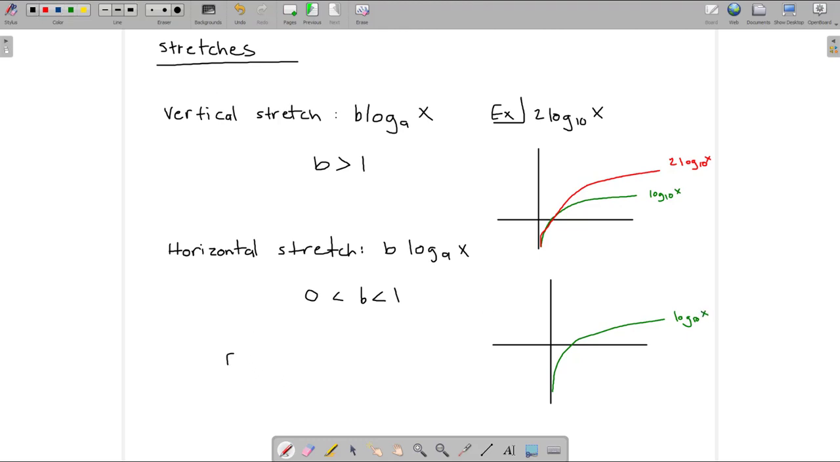Let me write the example out. Log base 10 of x, but let's say we transform it to 1/2 log base 10 of x. Well, that doesn't quite grow as quickly as log base 10 of x, so it's going to grow slower than our log base 10 of x, so something like that.